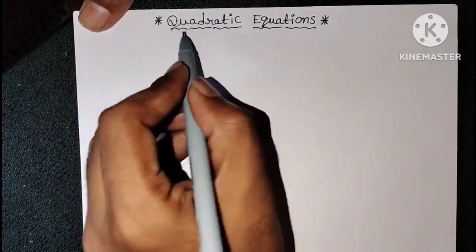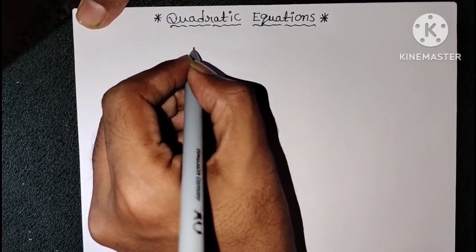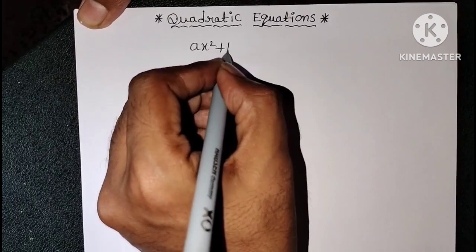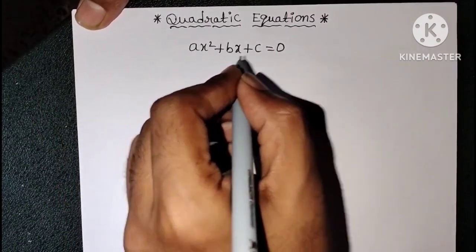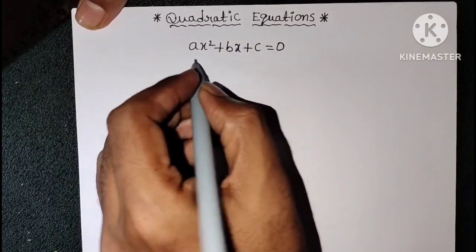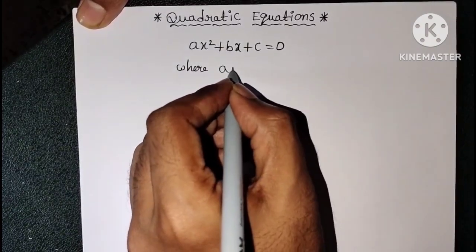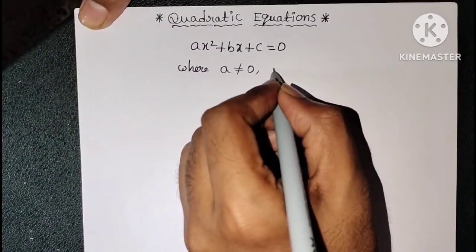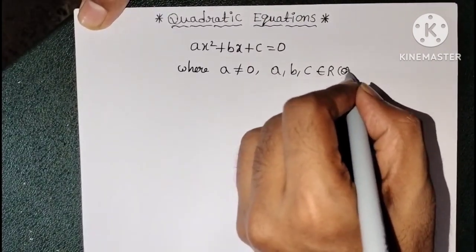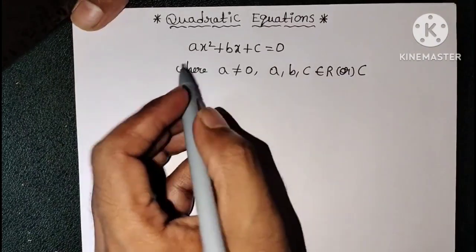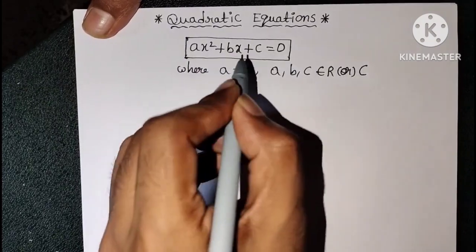So today's topic is quadratic equations. So what is a quadratic equation? An equation of the form ax square plus bx plus c is equal to 0 is called a quadratic equation, where a not equals to 0 and a, b, c are constants and belong to real numbers or complex numbers. So an equation of the form ax square plus bx plus c is equal to 0 is called a quadratic equation.